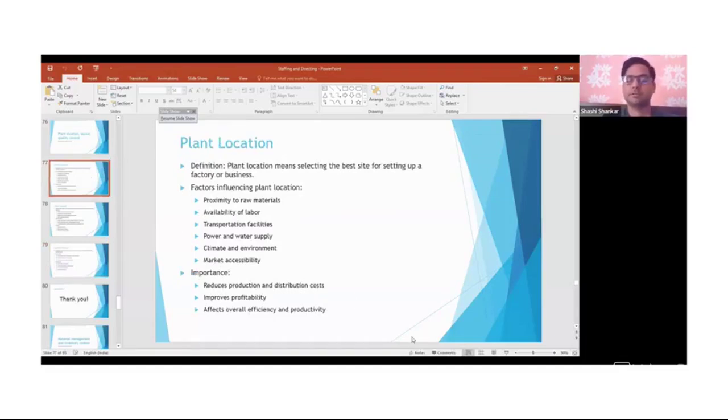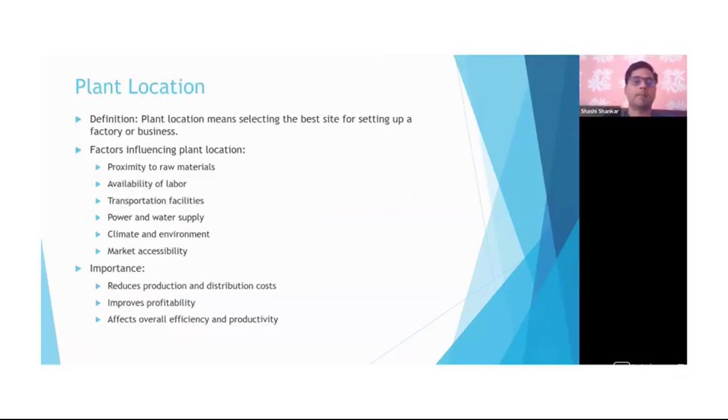So to begin with plant location, as far as definition is concerned, plant location means selecting the best site for setting up a factory or business. As the name suggests, it's a site or a kind of location. So selecting one of the best sites for setting up a factory or business. What are those factors influencing plant location, or that can be considered while we are selecting the plant location.